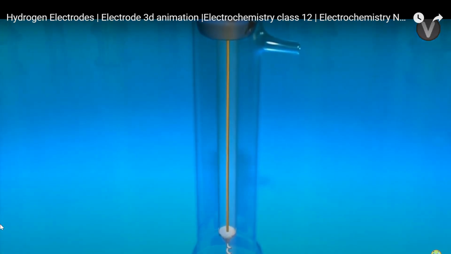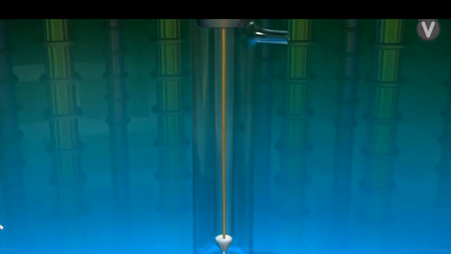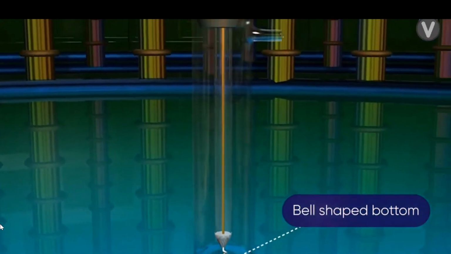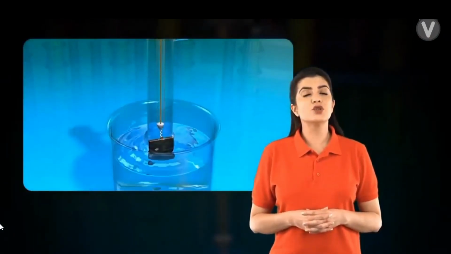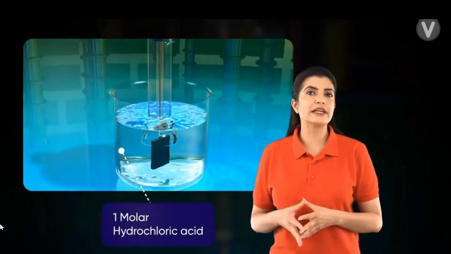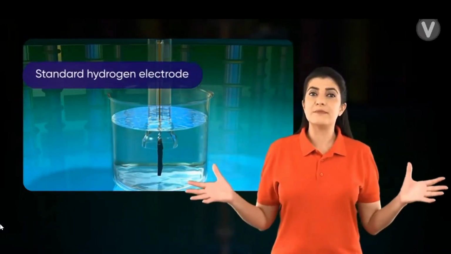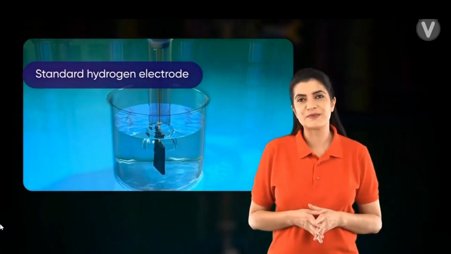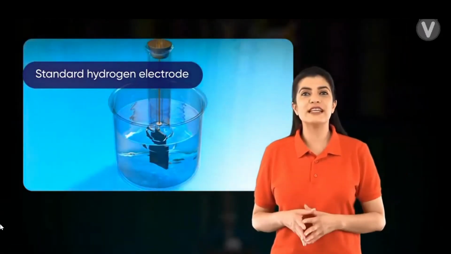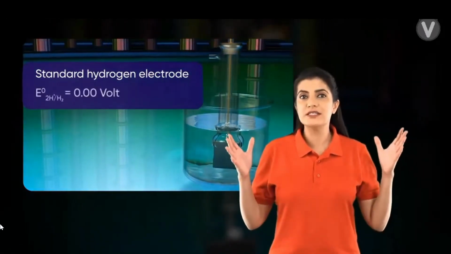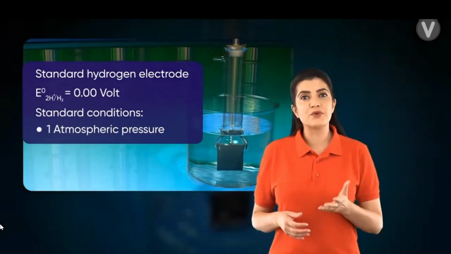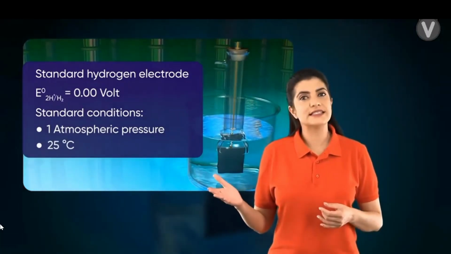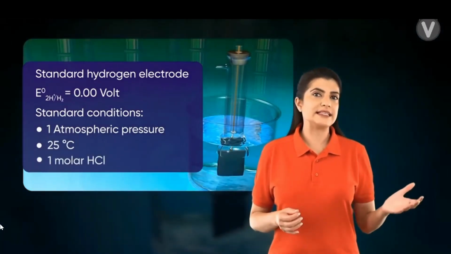This glass tube is enclosed by an outer jacket having a bell-shaped bottom. This outer jacket also consists of an inlet for hydrogen gas. It is dipped in the solution of 1M hydrochloric acid. This completes the assembly of a standard hydrogen electrode. The standard hydrogen electrode potential is considered to be 0 volt at standard conditions, which are 1 atmospheric pressure, 25 degrees Celsius temperature, and 1M HCl solution.